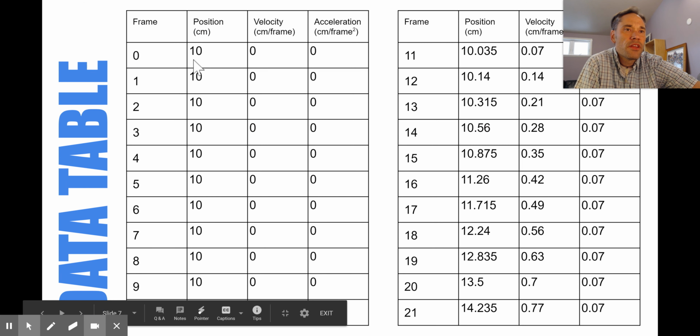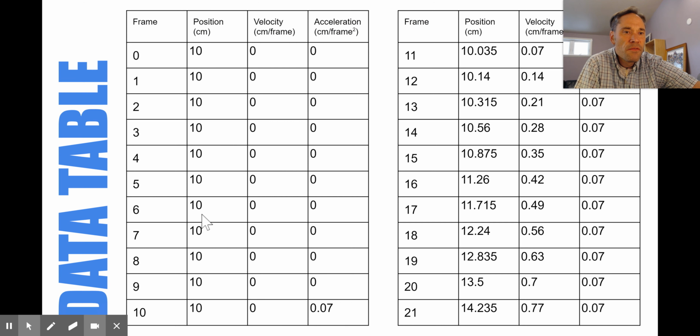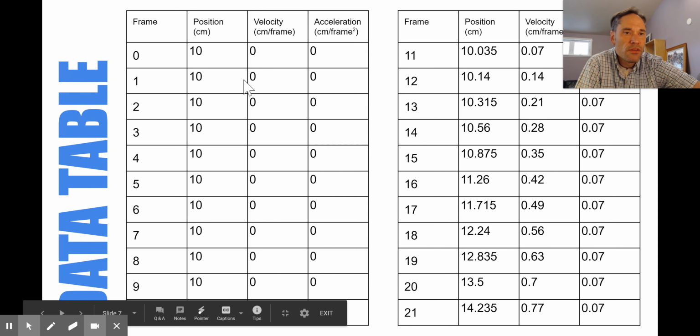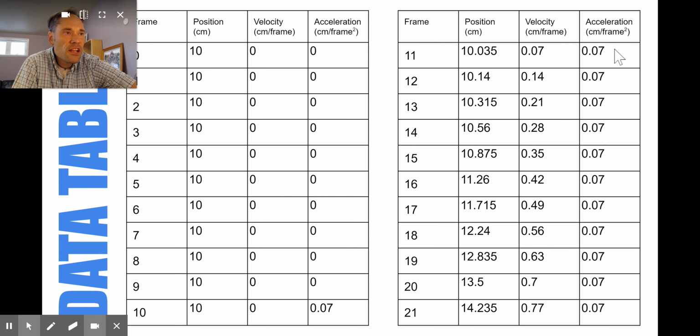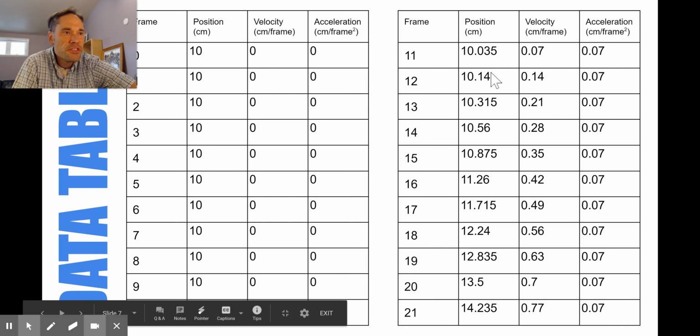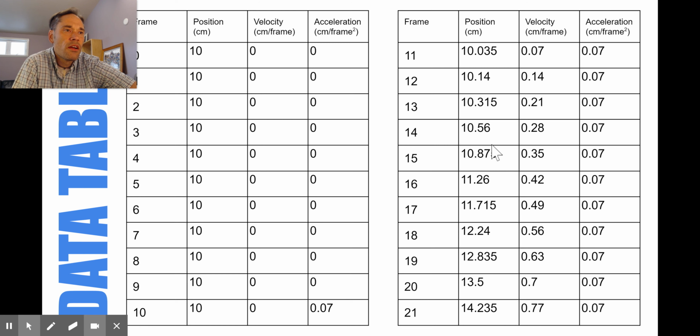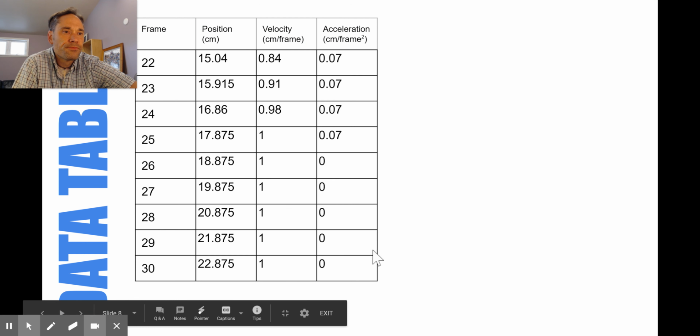I started out putting the car at 10 centimeters and I left it at 10 centimeters for 10 frames. So nothing happened for 10 frames. My velocity was 0, my acceleration was 0. But after those 10 frames, I started to accelerate at 0.07, which meant that my velocity increased by 0.07 every time, and my position increased as followed by the 1/2 at squared as it started to go.